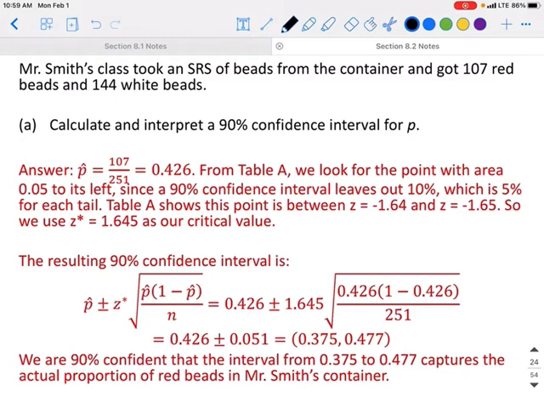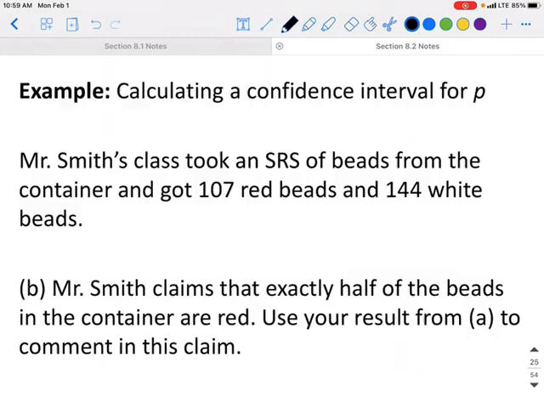Well, remember, the standard deviation is the square root of the probability of success times the probability of failure all over the sample size. So this is going to give us 0.426 plus or minus 0.051. And if we subtract and add that, it's going to give us an interval of 0.375 to 0.477. So we are 90% confident that the interval from 0.375 to 0.477, or 37.5% to 47.7%, captures the actual proportion of red beads in Mr. Smith's container.